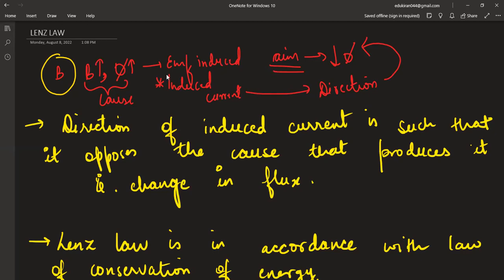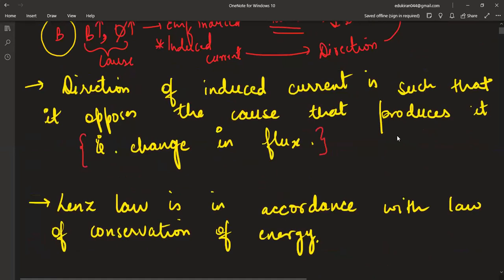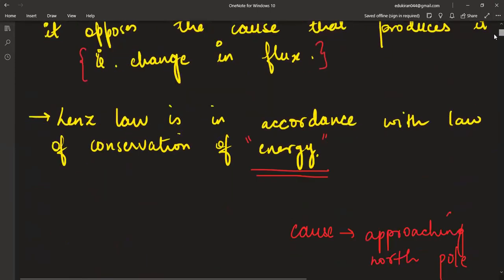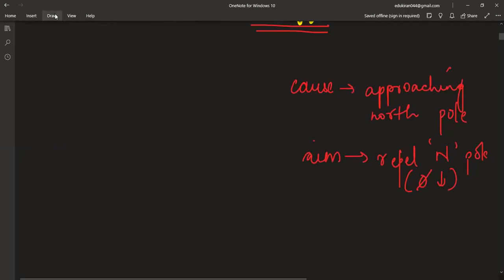So Lenz's law says that the direction of induced current is such that it opposes the cause that produces it. And what is the cause that produces it? That is the change in flux. This is what is meant by Lenz's law. And Lenz's law is in accordance with the conservation of energy. This comes up a lot, where you have to state that it is in accordance with conservation of energy. Fine. Suppose I'll give you an example.